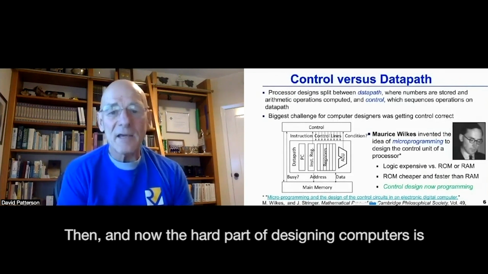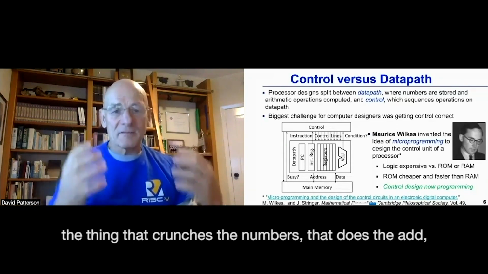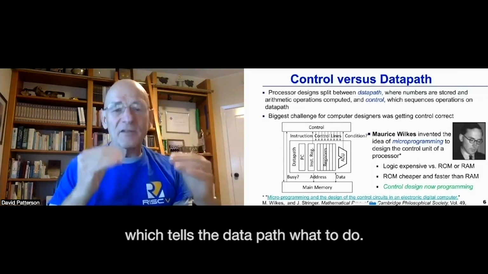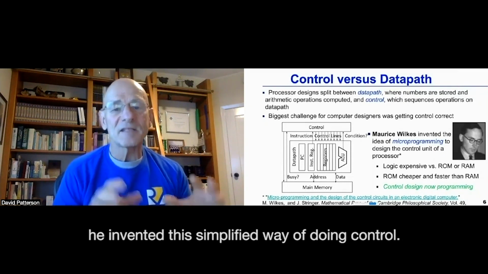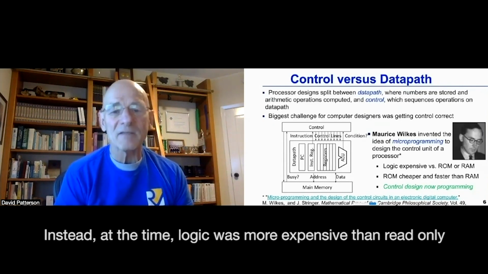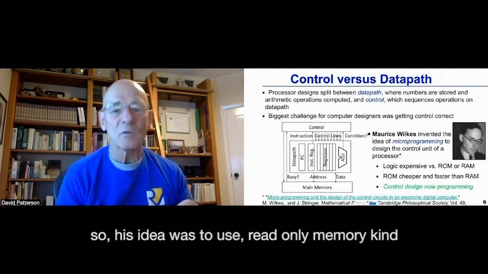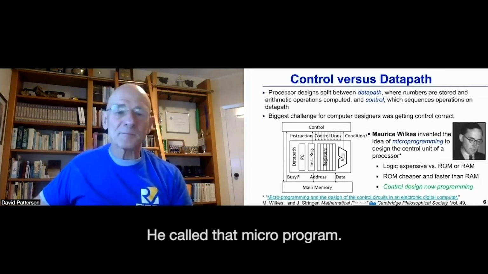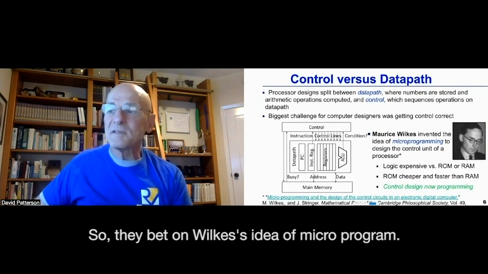Now, then and now, the hard part of designing computers is what's called the data path. That's the brawn of the computer, the thing that crunches the numbers, that does the adds, subtracts, multiplies, and divides. The hard part is the control, which tells the data path what to do. So Maurice Wilkes, who was the second person to win the Turing Award, invented a simplified way of doing control. He said at the time, logic was more expensive than read-only memory or alterable memory, and read-only memory was faster and cheaper than RAM. So his idea was to use read-only memory to program it, as if you could program a computer, and that's how you'd specify control. He called that microprogramming. IBM needed a way to do control across these widely varying sizes of machines, so they bet on Wilkes's idea of microprogramming.